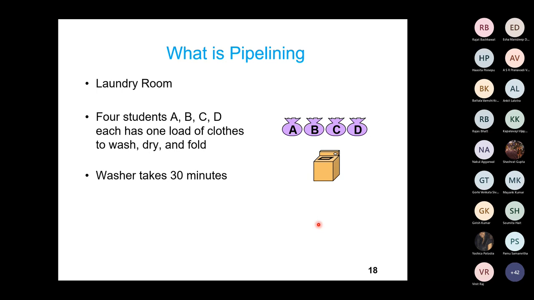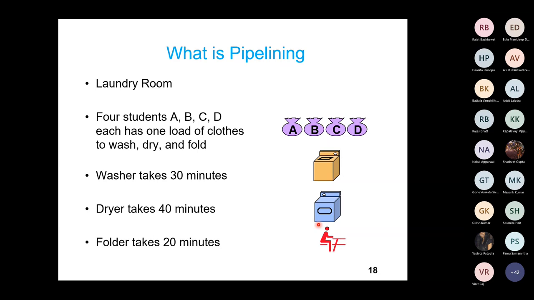And washing takes 30 minutes. Your dryer takes 40 minutes, and your folding, ironing takes 20 minutes. You have an iron table and electric iron and so on. So these are the three resources and three substations, you might say, in my assembly line.